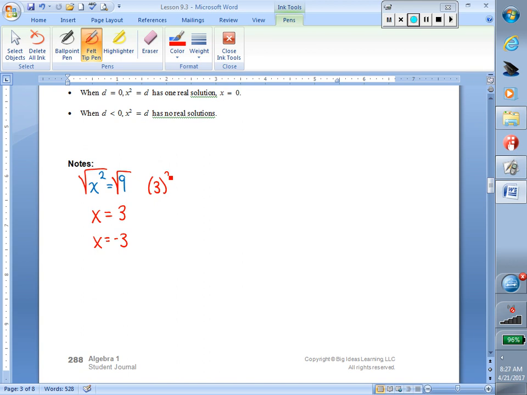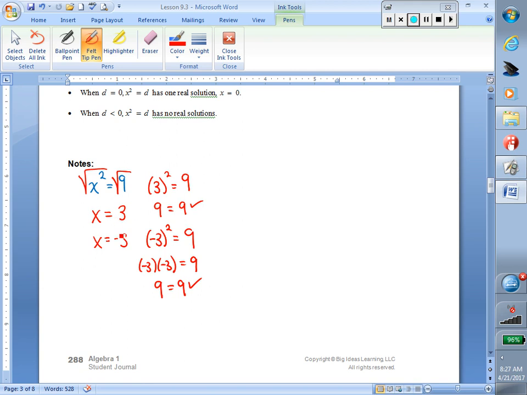If I have 3 squared, does that equal 9? Yes, it does. If I substitute negative 3 in and I square it, and remember in your calculator you have to put parentheses around that negative 3 before you square it, this means negative 3 times negative 3. Negative times negative will give me a positive. So both solutions work.